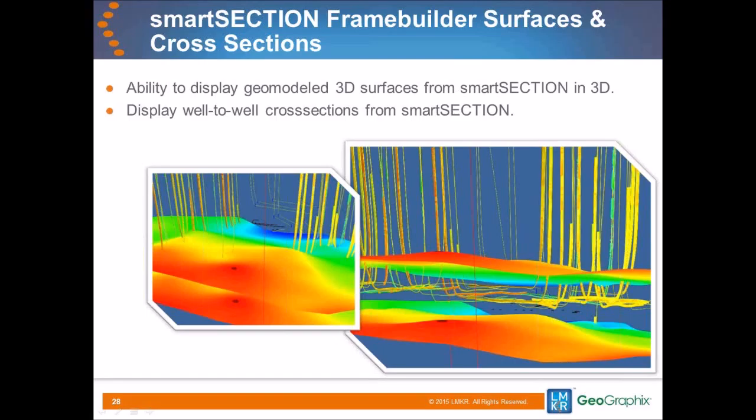We can display well-to-well cross-sections now directly from Smartsection. So again, in this view, you can not only display your surfaces, but you can display your cross-sections as fence diagrams well-to-well within the view.